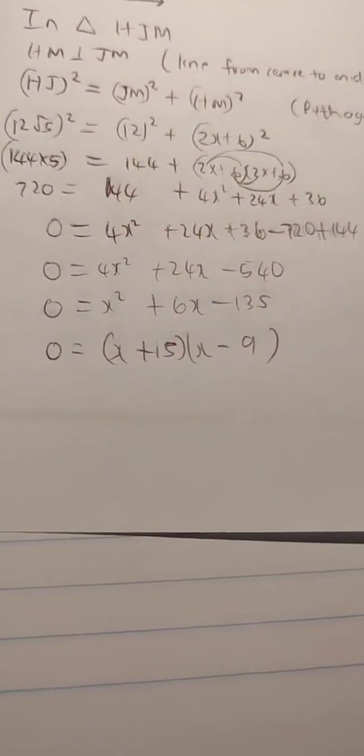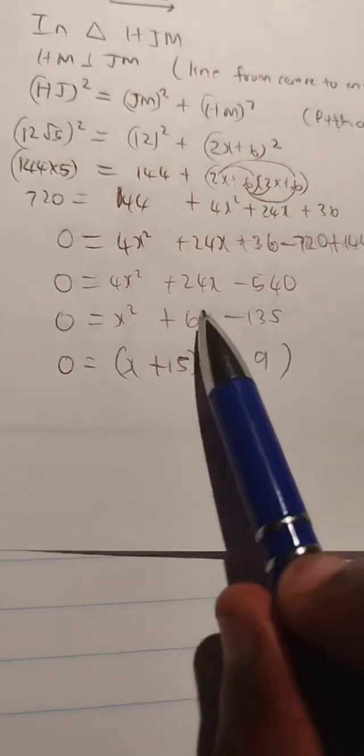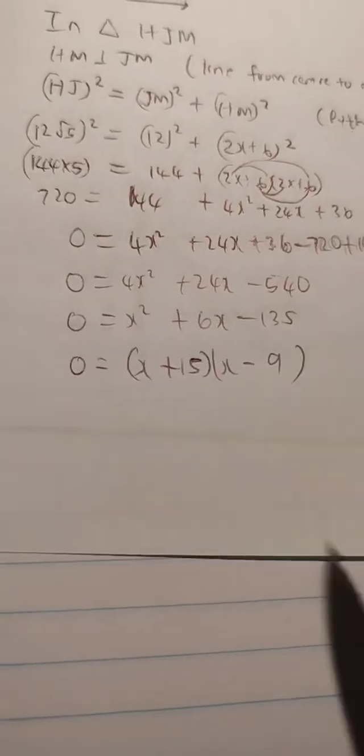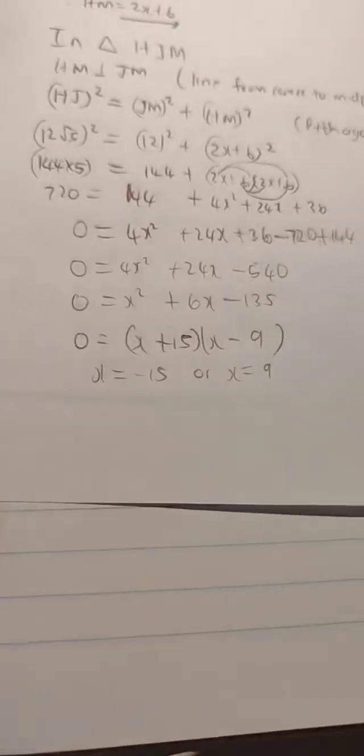Yes, it's positive 15 and negative 9. Okay, very good. Positive 15 and negative 9. 15 minus 9 gives you 6. 15 times negative 9 gives you negative 135. Then we simply say x is equal to negative 15 or x is equal to 9.